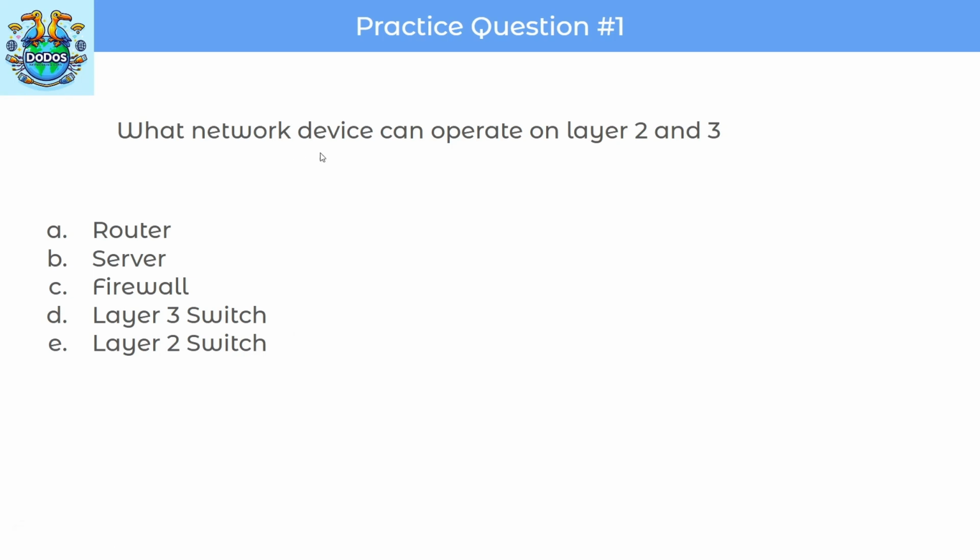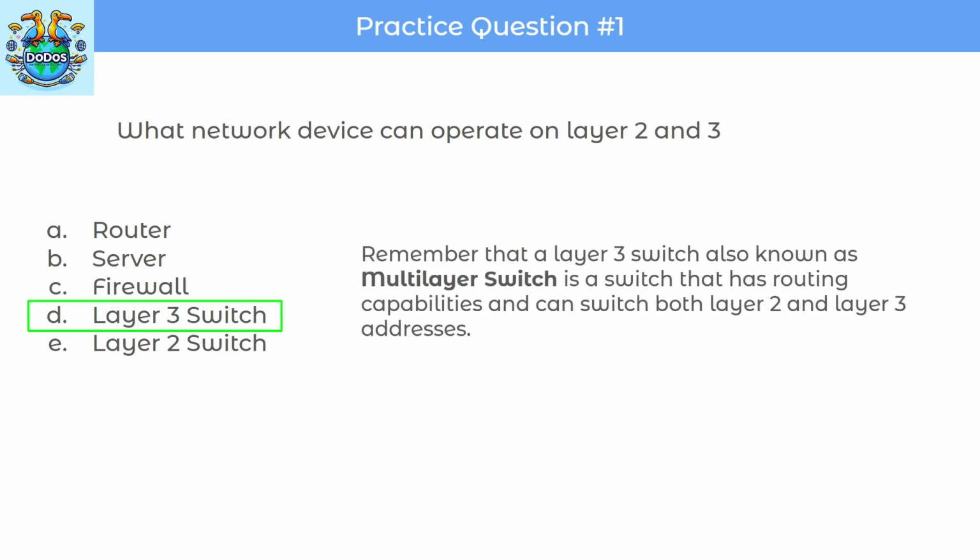So let's start. What network device can operate on layer 2 and 3? Is it a router, a server, a firewall, a layer 3 switch, or a layer 2 switch? You can pause the video and think about it. Okay, remember that we covered this recently. A layer 3 switch, also known as an MLS, is the multi-layer switch that can operate on layer 2 and 3. It has routing capabilities and switching capabilities, so it can handle IP addresses and MAC addresses.